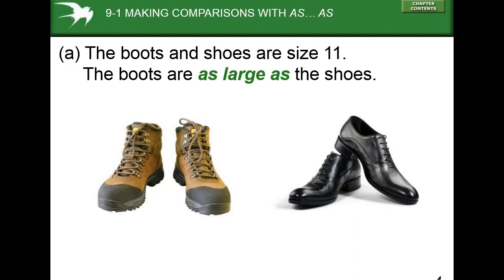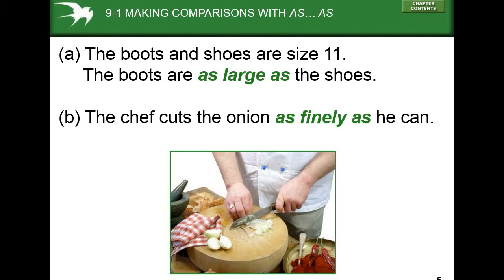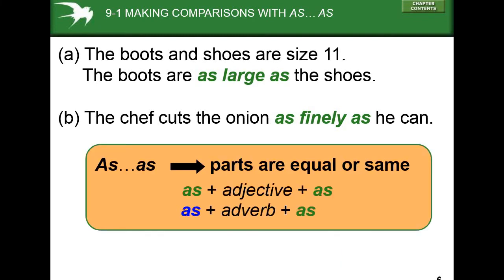Very good. Now another sentence is there before you with a photograph. The chef. Chef, you know, children? What is a chef? One who cooks food for us in big star hotels, restaurants. The chef cuts the onion as finely as he can. He is comparing with himself. The chef is being compared with himself. That is, he is doing it as well as he can. So as and as, these parts are equal or same.